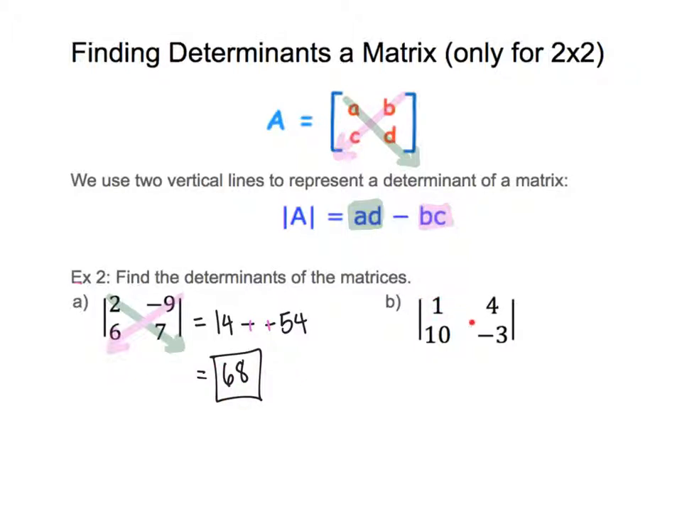Again, remember, we go down to the right first. So down right. I keep grabbing the pen and I need the highlighter. There we go. And so in this case, we have 1 times negative 3 is negative 3, minus, because we always subtract, and then I'm going to highlight or multiply down to the left. So 10 times 4 gives me 40. So I have negative 3 minus 40, which is negative 43. So that's my determinant of that matrix.